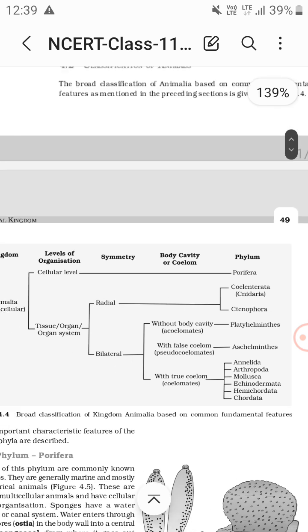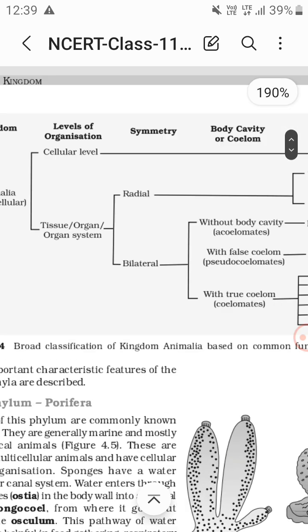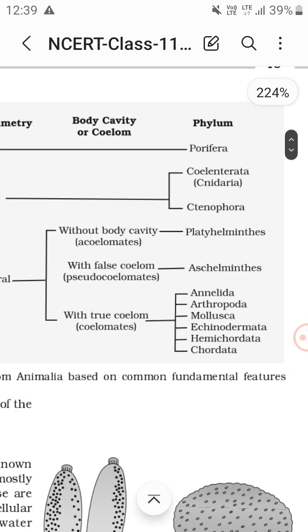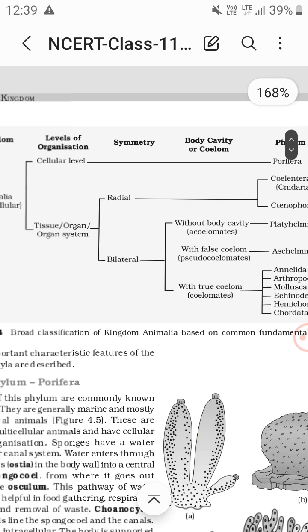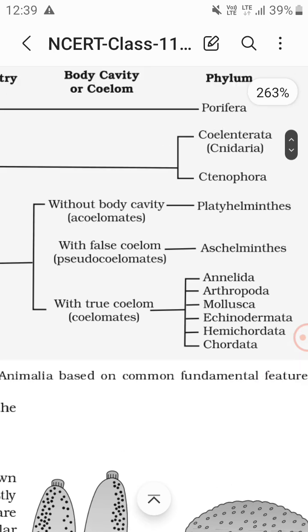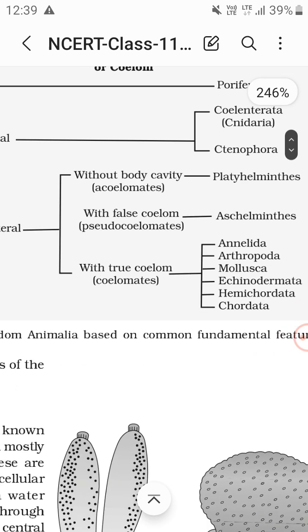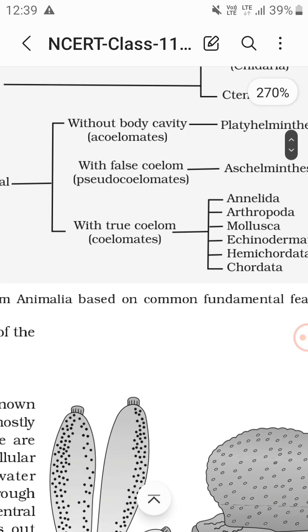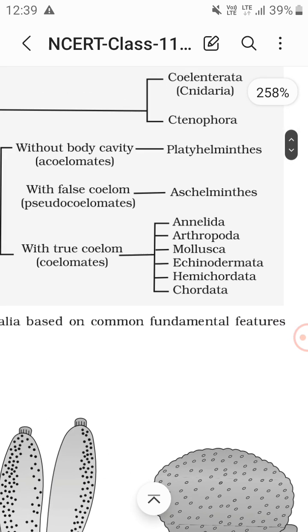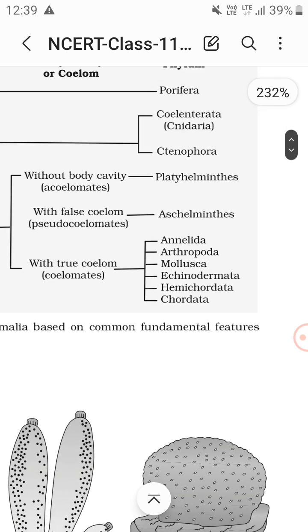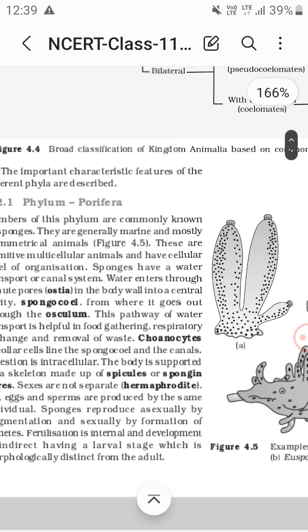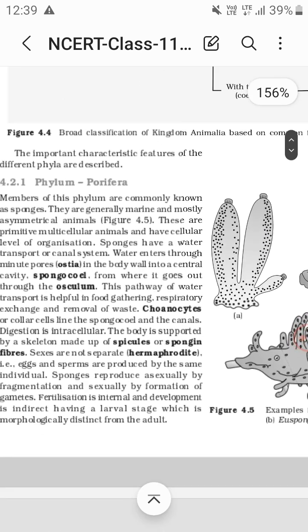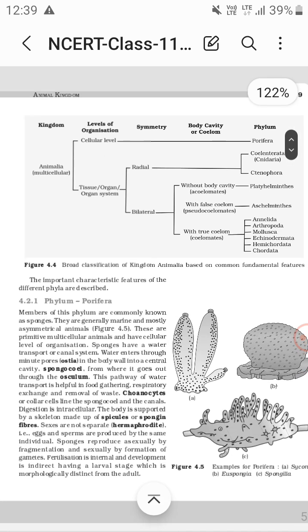Phylum Porifera shows the cellular level of organization. Radial symmetry is shown by Coelenterata, Cnidaria and Ctenophora. Bilateral animals without a body cavity are acoelomates, these are Platyhelminthes; with a false coelom, pseudocoelomates, these are Aschelminthes; and with a true coelom, coelomates, annelids to chordates: Annelida, Arthropoda, Mollusca, Echinodermata, Hemichordata and Chordata. So this is the basis of classification of kingdom Animalia.